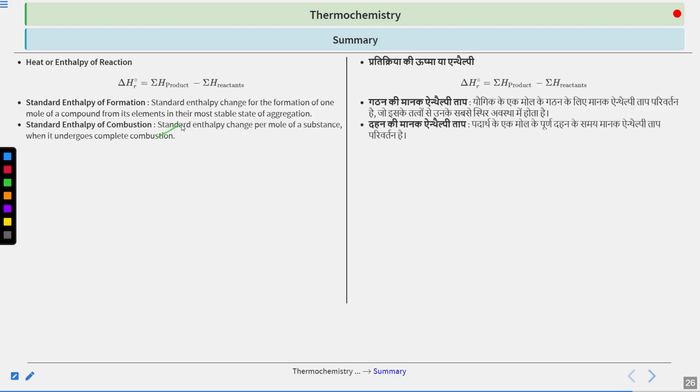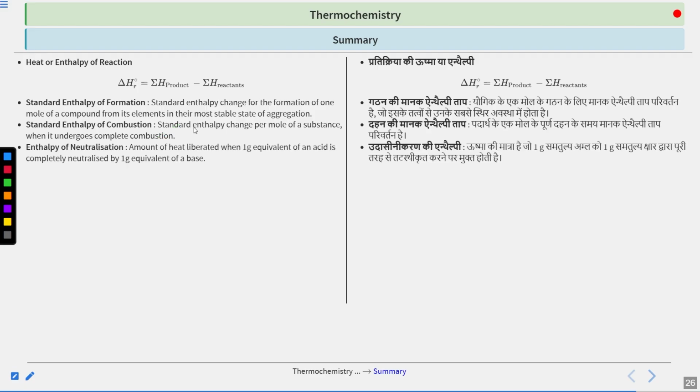Then we have enthalpy of combustion, which is basically the combustion of 1 mole of a given substance in the presence of oxygen to give the corresponding products. Okay, so in case of hydrocarbon, it is carbon dioxide and water. Next is enthalpy of neutralization. So it is basically the neutralization of 1 gram equivalent of acid by 1 gram equivalent of base.